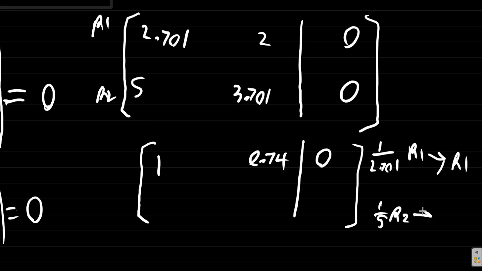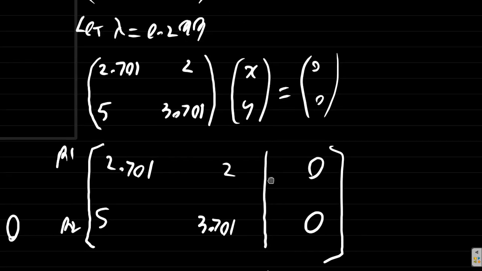And then 1/5 of row 2 will give us our new row 2. So 5 over 5, because 5 times 1/5 is the same as 5 divided by 5. You multiply a number by 1/5, same as the number over 5. So this is 1, and then 3.701, 1/5 of that is 0.74. 0.74 as expected. We would have the same things here.